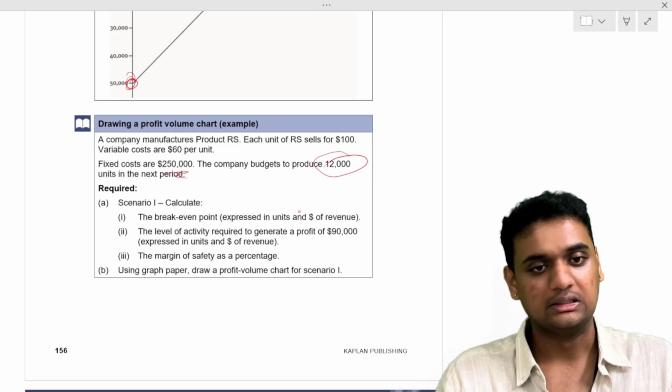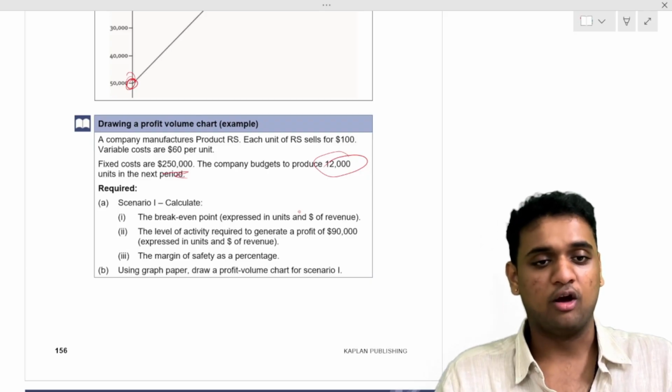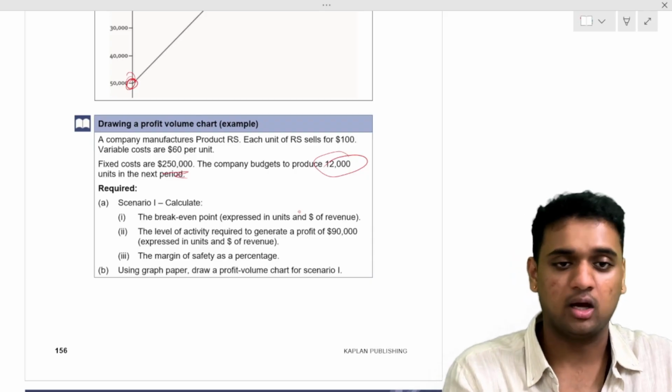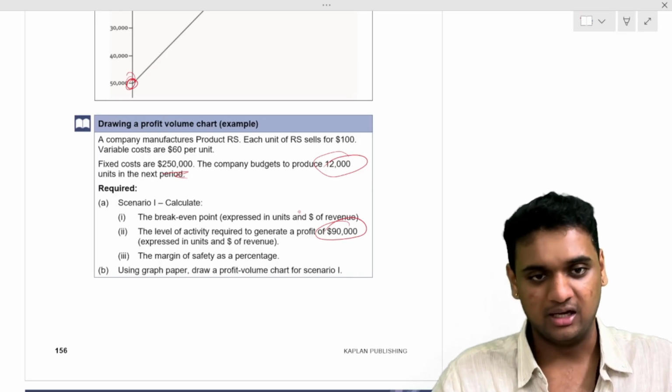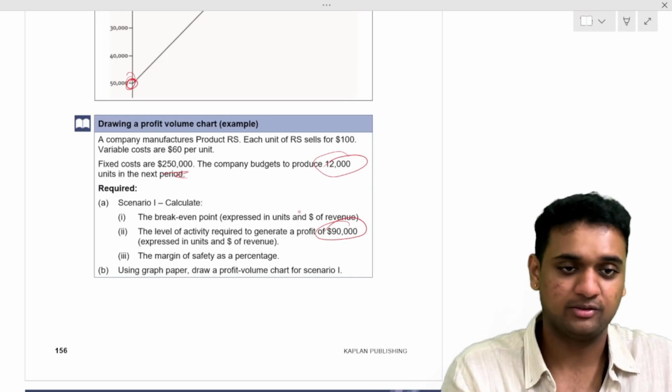Understood break-even point? Second question. Calculate the number of units to be sold to generate a profit of 90,000 rupees.